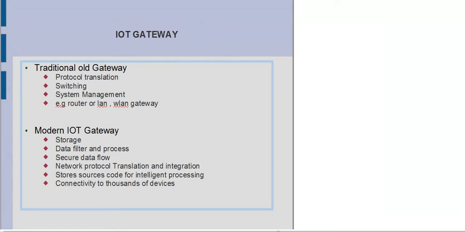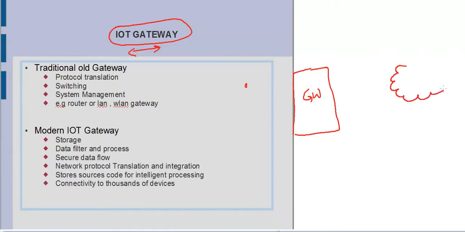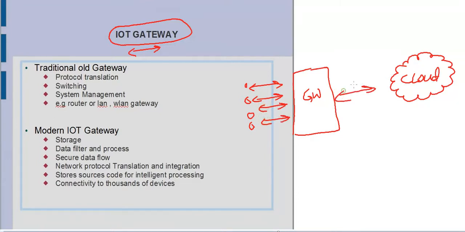The IoT gateway is our most important and most critical part of the Internet of Things ecosystem, the IoT ecosystem. The IoT gateway, as we said, resides between the cloud and the sensors or devices. This is the cloud. These are our sensors or devices. This is data communication going on between the sensor devices and the gateway.